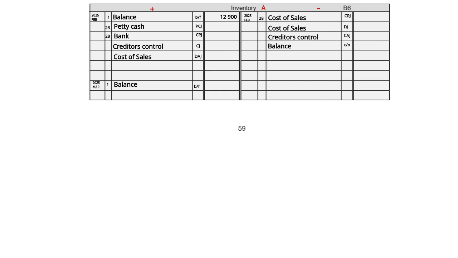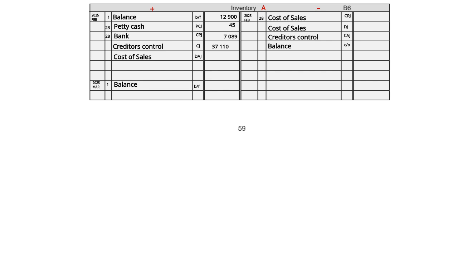So now that we know what goes on the debit and credit side, let's go to the totals of these various journals that we've already completed and just simply post the totals to our ledger. So our PCJ total is 45 Rand. Our CPJ total is 7089. Our CJ total is 3710.